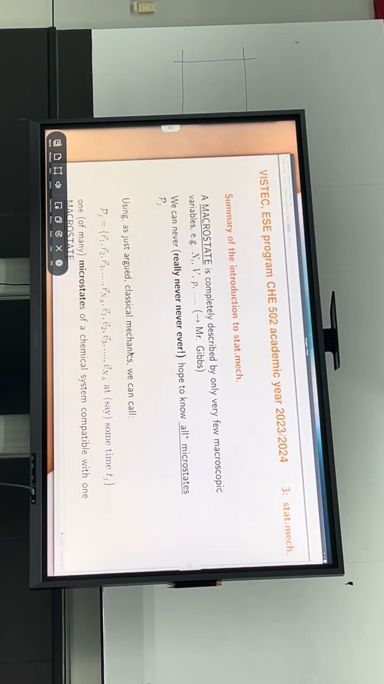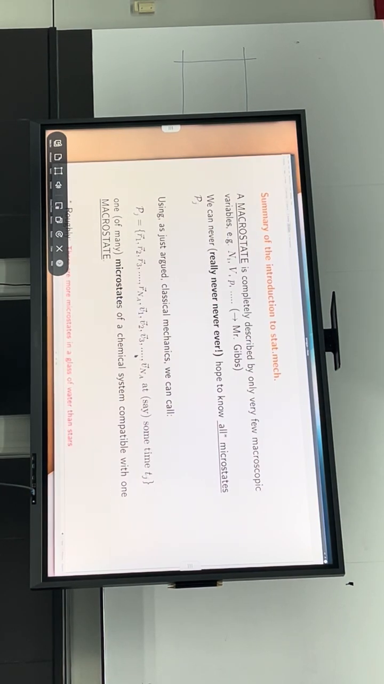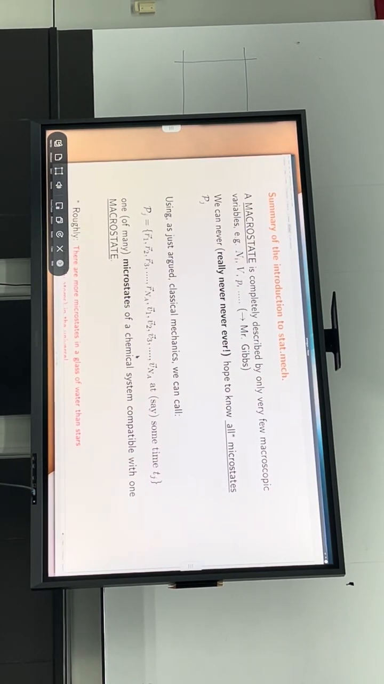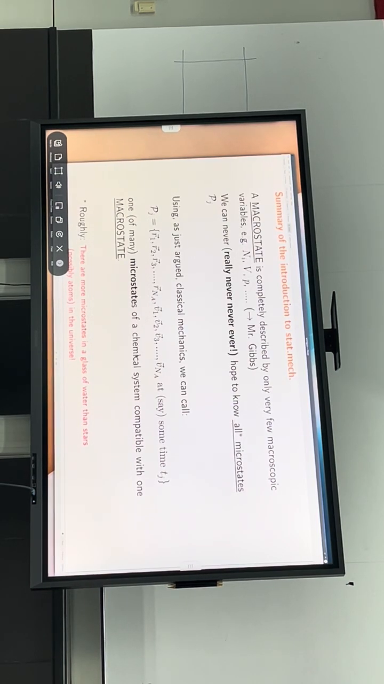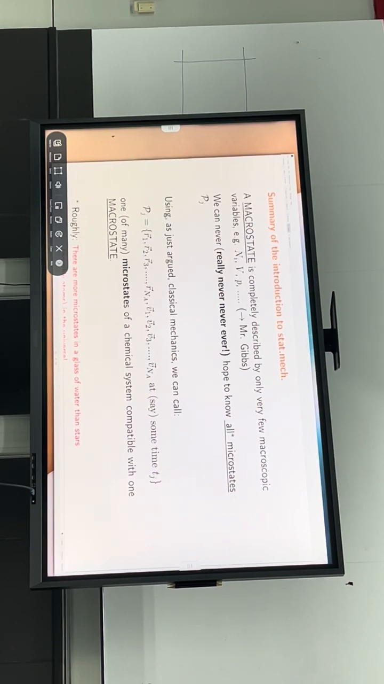So here I summarize again what I've said before. We have very, very many microstates and only very few variables that characterize our macroscopic observable or our macroscopic system. And for that we have Gibbs phase rule that tells us how many such variables we have.